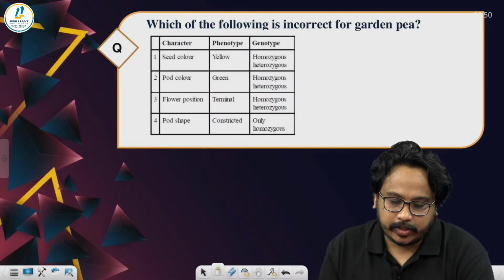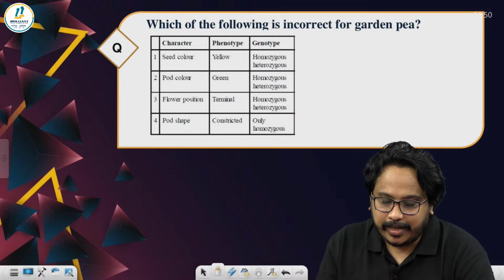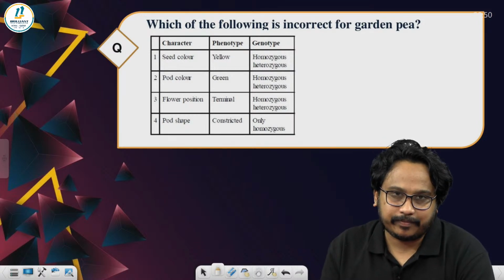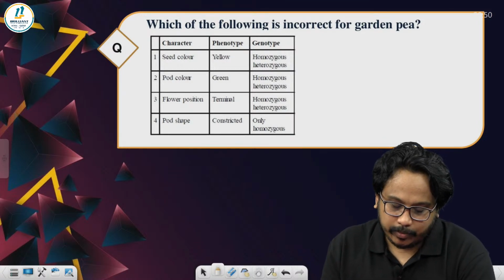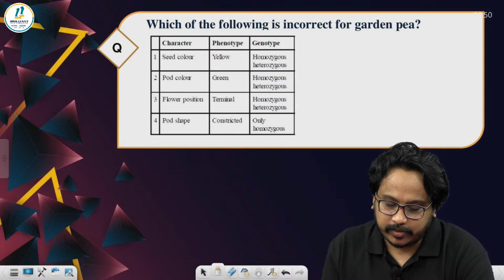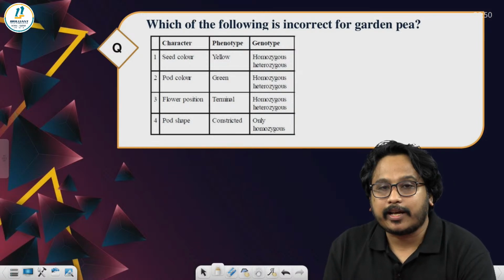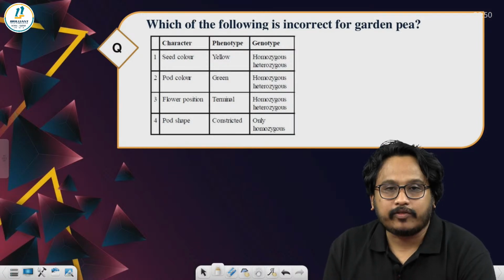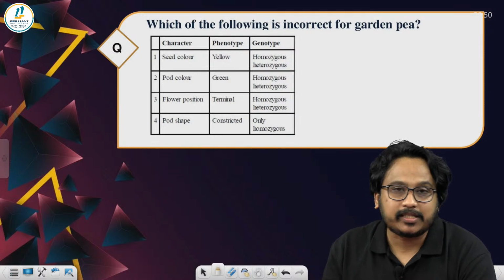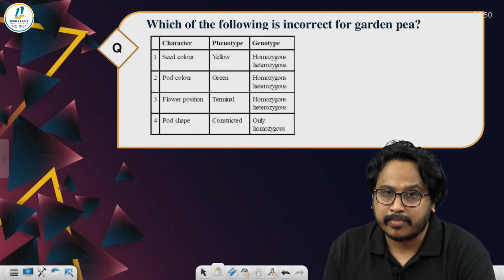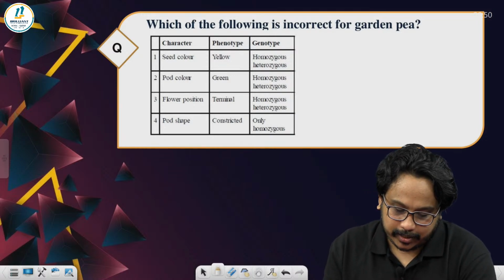Now the next question: which of the following is incorrect for garden pea? So here many characters are given and their phenotypes are also given. You might have learned the 7 characters of the garden pea that were experimented on by Gregor Johann Mendel. So the first character that is written here is seed color.